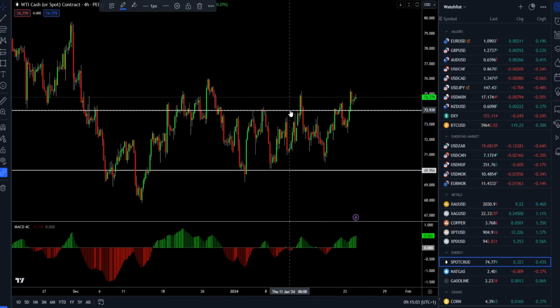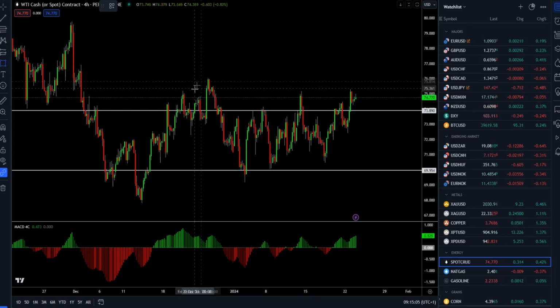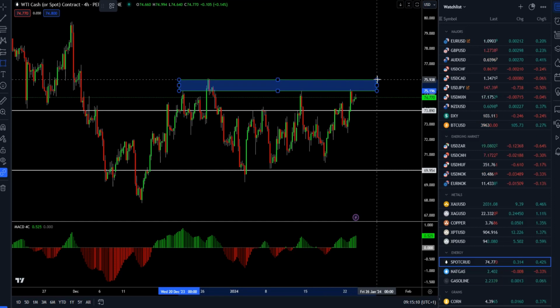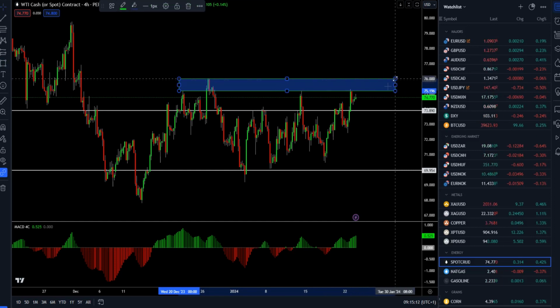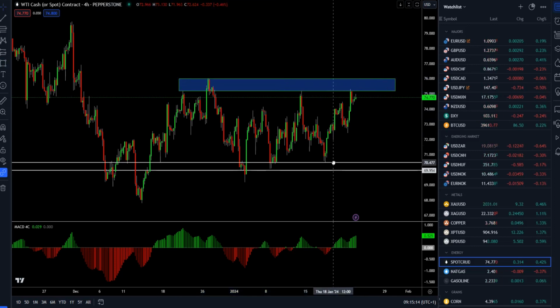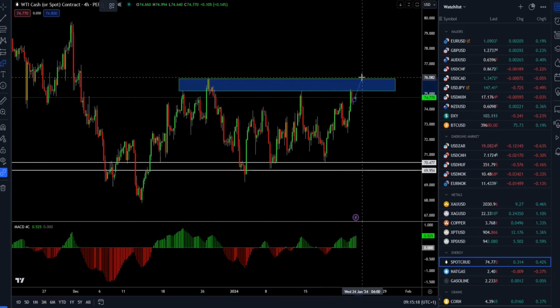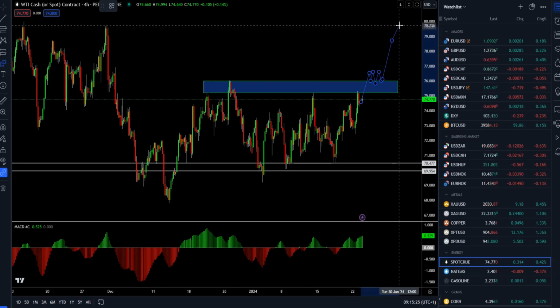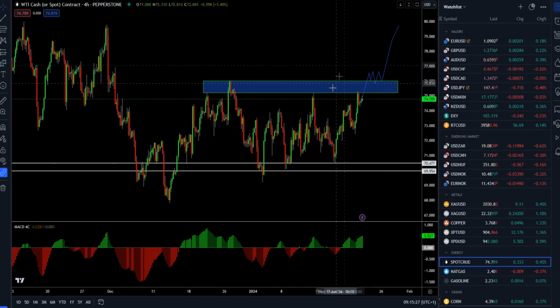Crude oil is still in consolidation. We still have the important pivot levels around 75.15, 75.20, and 76 mark. So at this point, the confirmation for the upside will be if we can trade above 76 and hold above. That will open the door for potential test of 78.70 or even 79.70 mark.